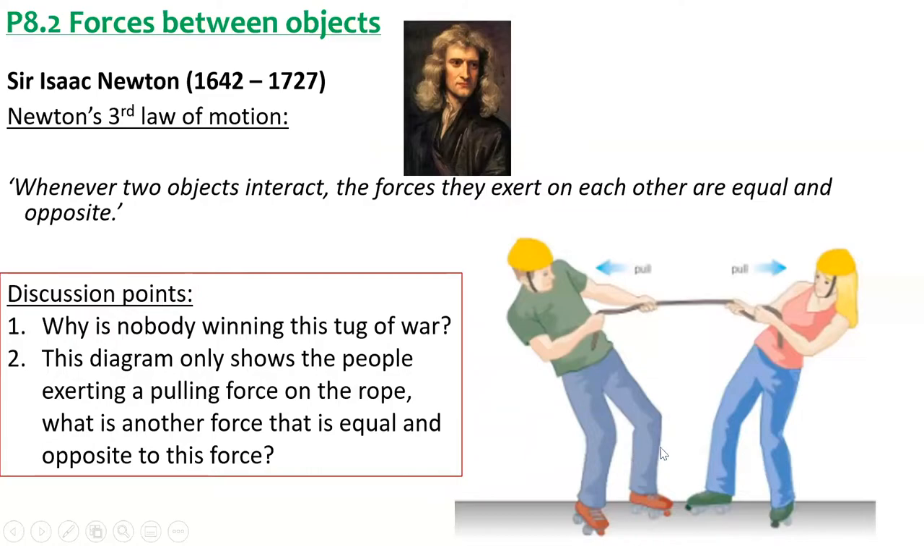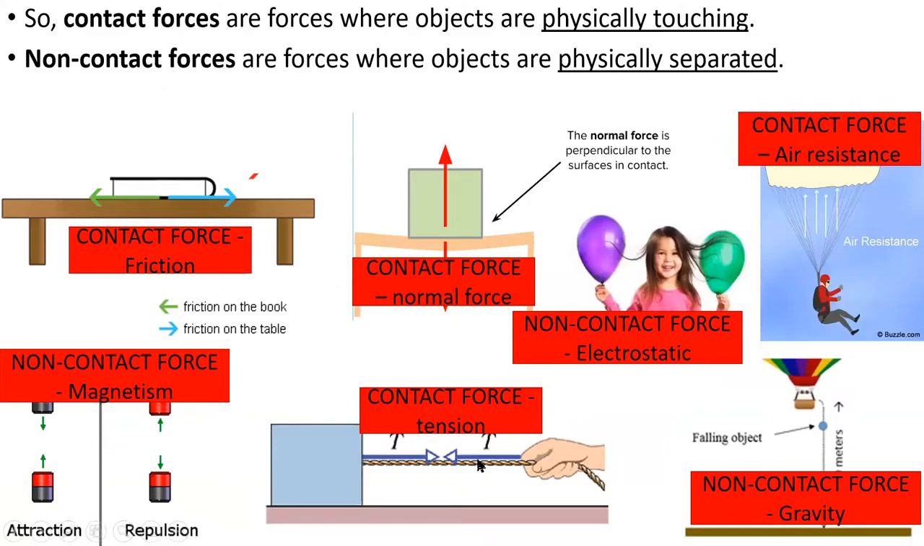So we've got two people here pulling on a rope. They've got roller skates on so that it helps us to understand just the pulling and not the friction on the floor. It says, why is nobody winning this tug of war? The diagram only shows the people exerting a pulling force on the rope. What is another force that is equal and opposite to this force? They're showing us the people pulling, but there's also the force of tension, isn't there? If you remember, let's go back a little bit. Tension acts these ways.